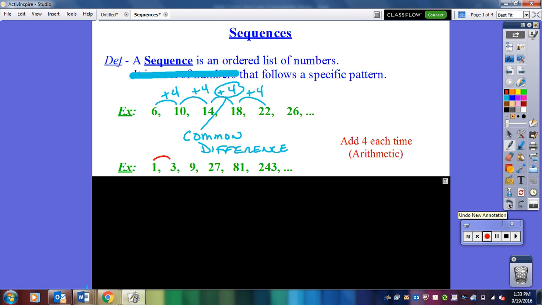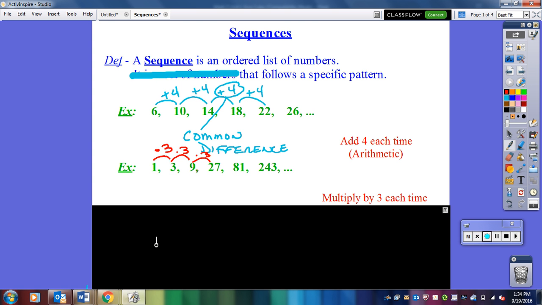So let's consider a different plan. Anyone have any other thoughts on what this could be instead of adding the same number, which it wasn't? What could this be? Multiply by 3? 2? Let's see. Let's try 3 first. 1 times 3? 3. 3 times 3? 9. 9 times 3? 27. It looks like it's times 3 each time.